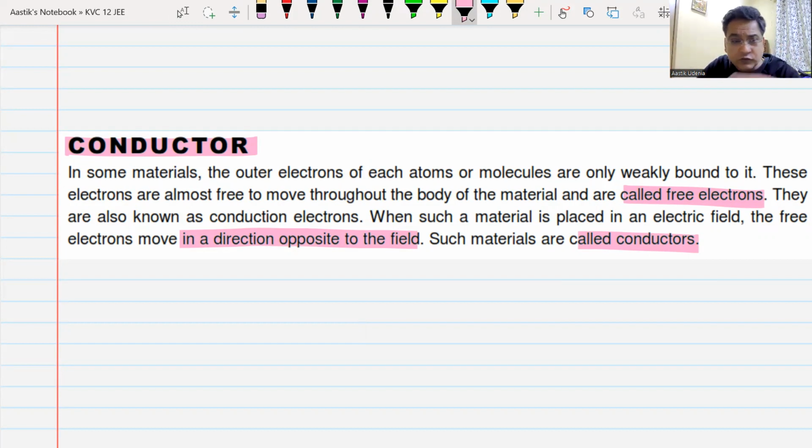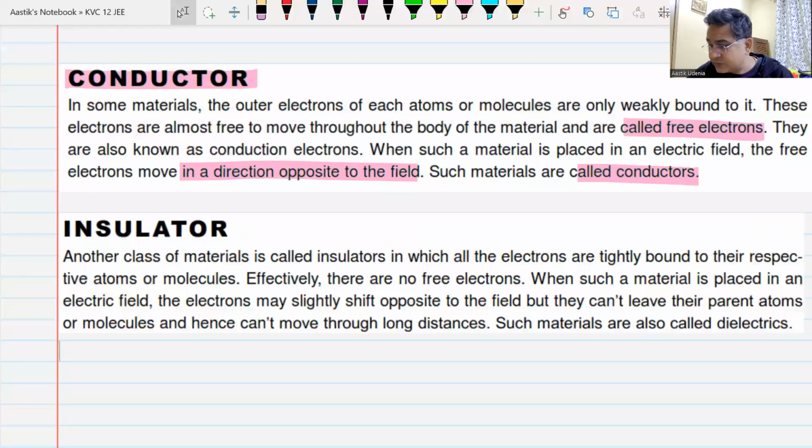You just have to note down who is Ram and who is Sita. Here Ram Bhagwan is free electrons and Sita Maiya is the electric field. So Ram Bhagwan is moving opposite and Sita Maiya is going that way. That is what you need to understand.